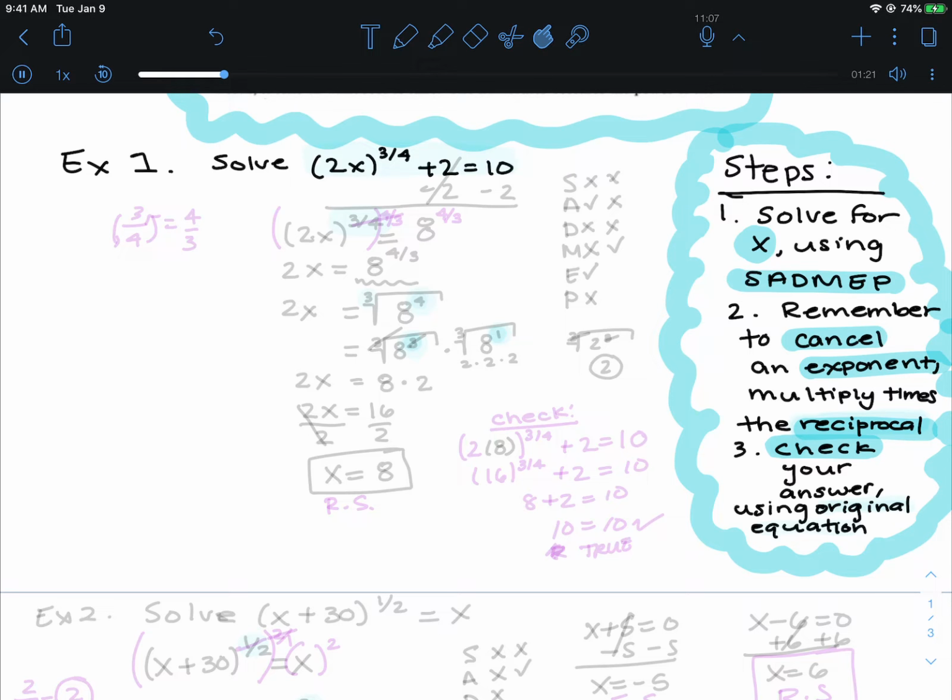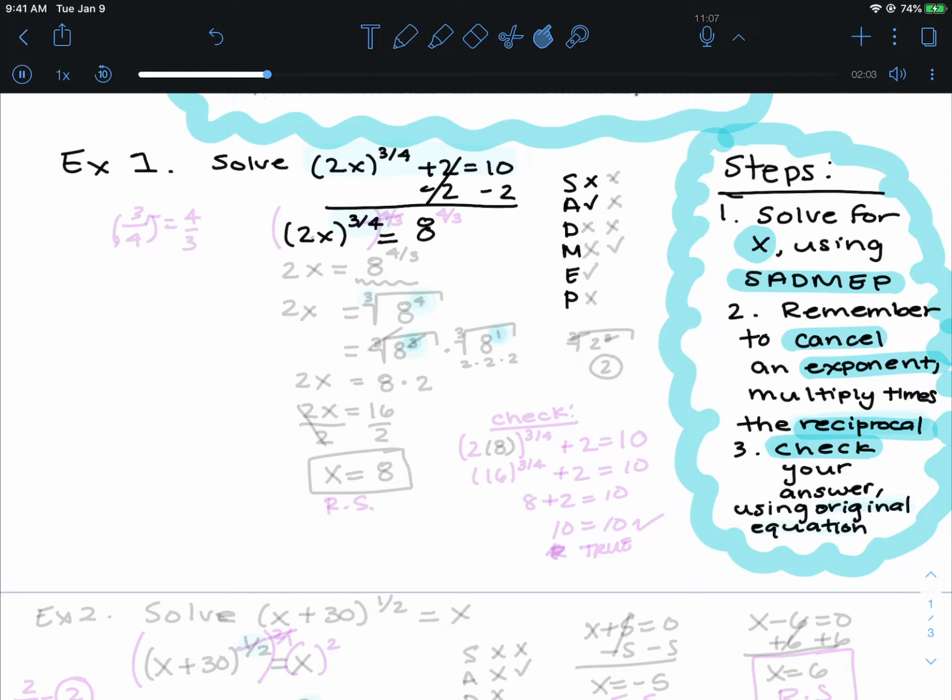So with that being said, we are going to move on to example number 1, where we want to solve 2x to the power of 3/4 plus 2 equals 10. I'm going to write SWBAT to the side to help me figure out what I have to do first. Well, do I have subtraction? No. Addition? Yes. You get rid of addition by doing what? Subtracting. So I'm going to subtract 2 from both sides. This cancels out. So now I'm going to have 2x to the power of 3/4 equals 10 minus 2, which is 8. So now we move on, okay?